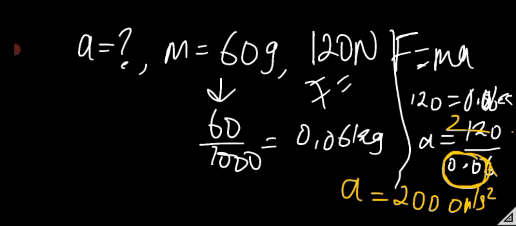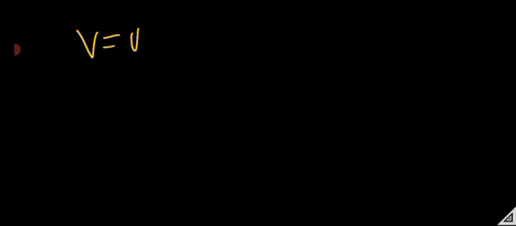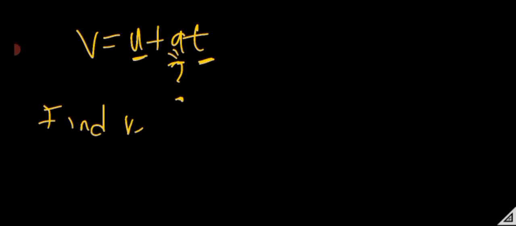Now let's see what you can see in your JAMB question. Your JAMB can ask you a question on kinematics. A question like this: V is equal to U plus AT, right? And they will give you U, they will give you T, but they will hide A. A will be unknown, and they will ask you to find the velocity.